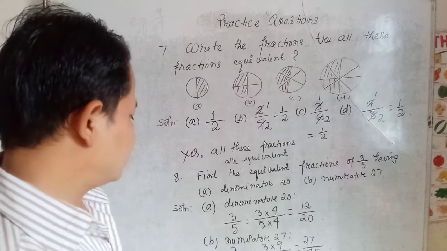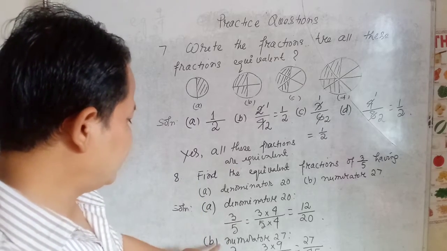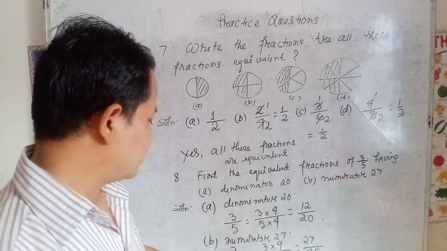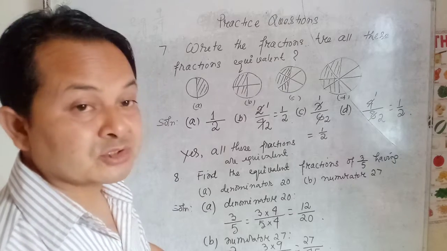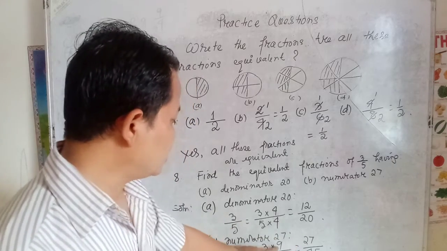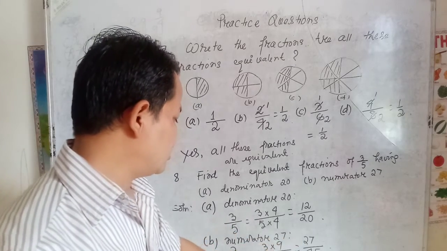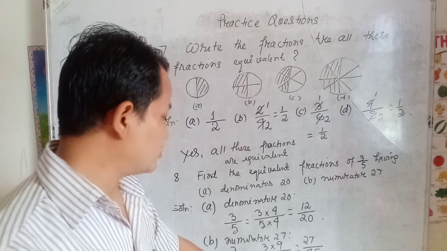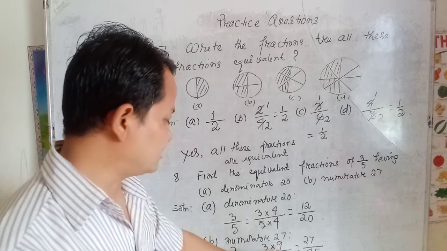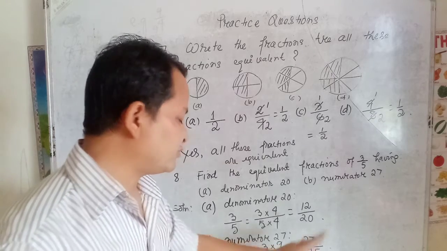We repeat the same in question B. The numerator is 27. So in the numerator, we have to make this number 3 into 27, so we have to multiply by 9, isn't it? 9 times 3 is 27. In the denominator also we have to multiply by the same number, that is by 9. That is 9 times 5 is 45, like this.